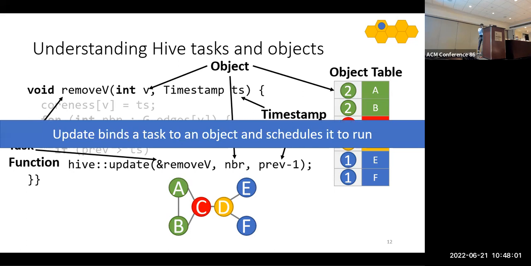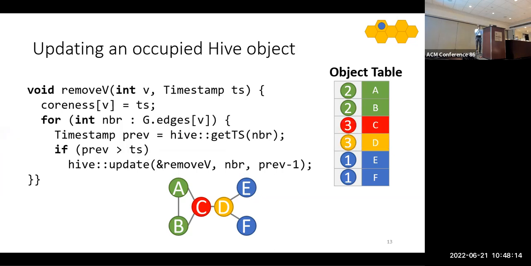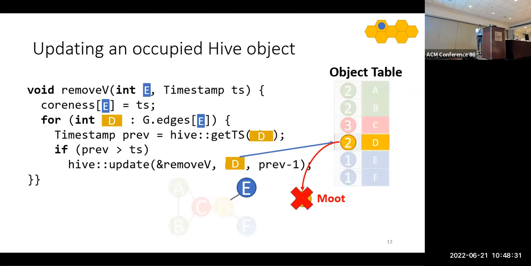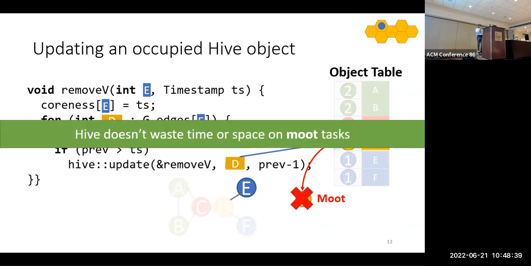A call to Hive update will bind a task with a given timestamp into the object table, which schedules it to run. All these tasks would appear to execute in timestamp order regardless of their object, just like Swarm. The trick is what happens when we call update on an occupied object. Let's see what happens when Hive runs the task for vertex E. We are going to call Hive update with object D and timestamp 2, but D already has a task in the object table. So when we call update for an object which already contains a task, the old task is moot. Since moot tasks don't have to run, we remove the old task from the schedule when we replace it in the object table.